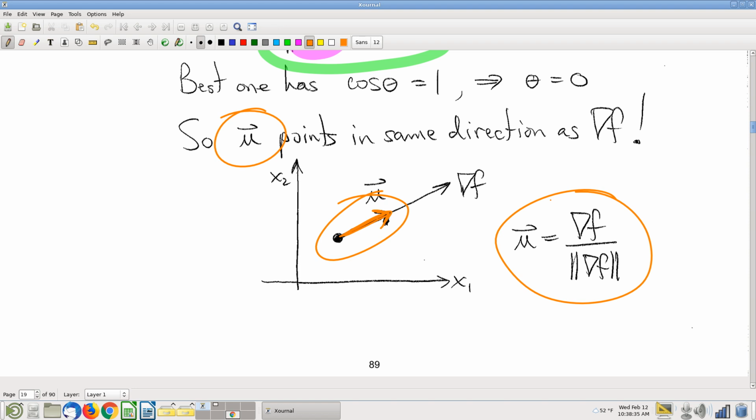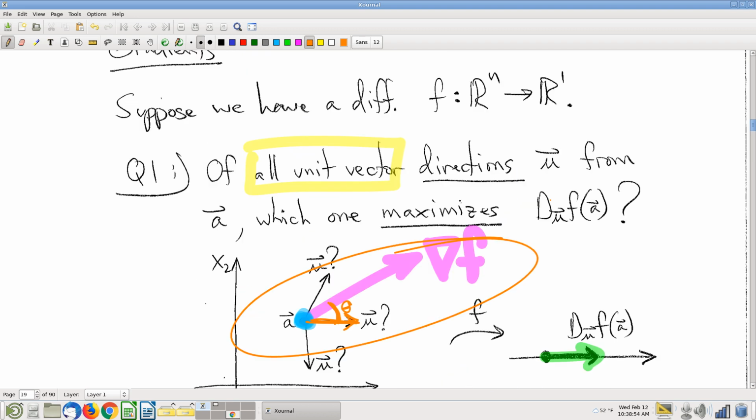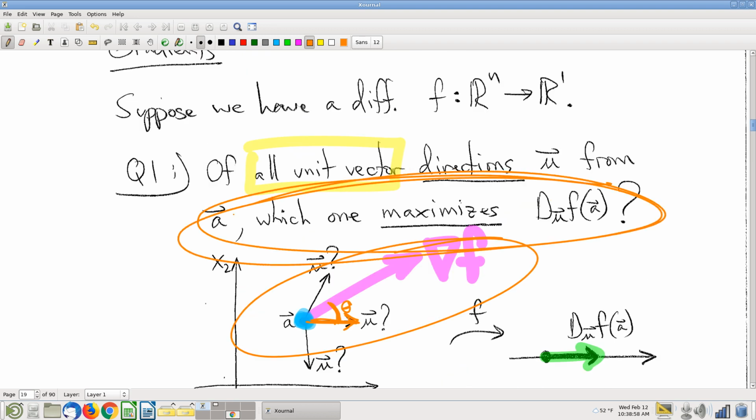Everybody good? So, this is actually an interesting feature of the gradient vector. And this is a geometric feature of the gradient vector. The direction that it points, now, that's intrinsically geometric. That's a geometric thing, right? The direction that it points is the direction that maximizes the directional derivative. So, cool.